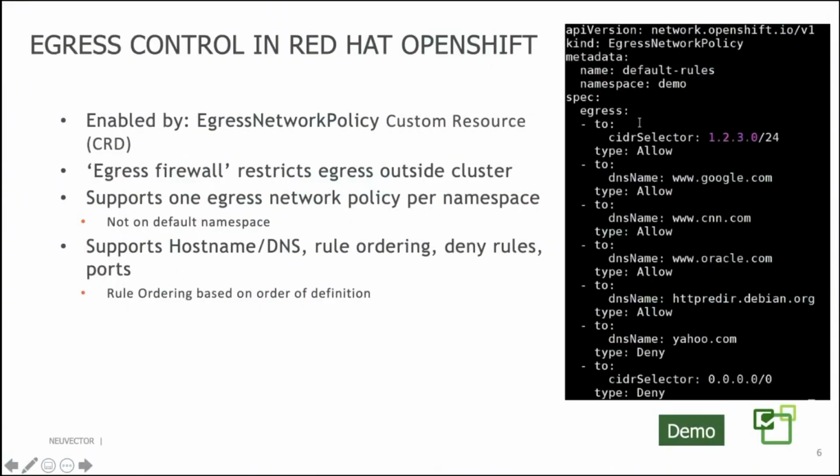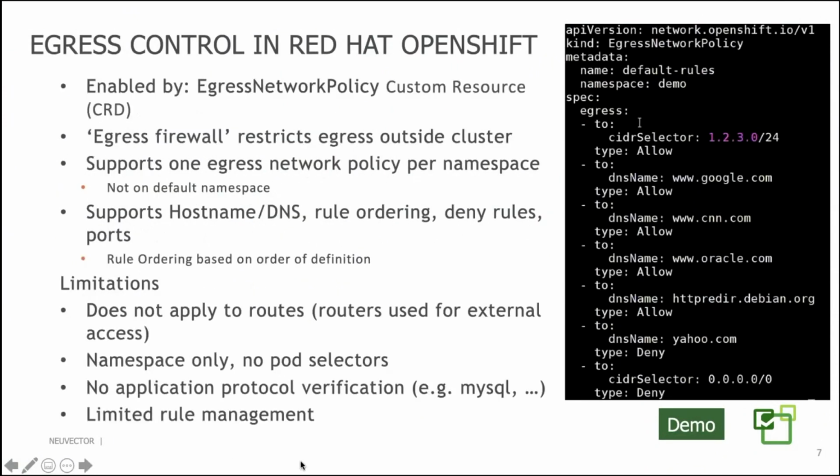All right, so there you see more flexible egress controls that you can implement in Red Hat OpenShift. Now, there are still a few limitations in OpenShift. First of all, the egress control does not apply to routes. So if you're using routes to send traffic from a namespace or outside a pod through the router, then egress controls are not going to apply to routes.